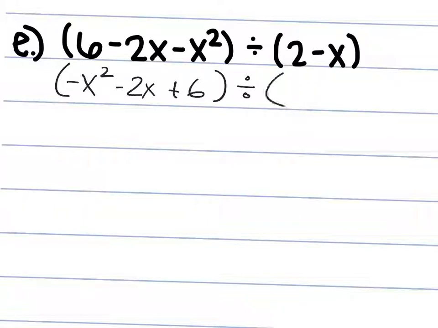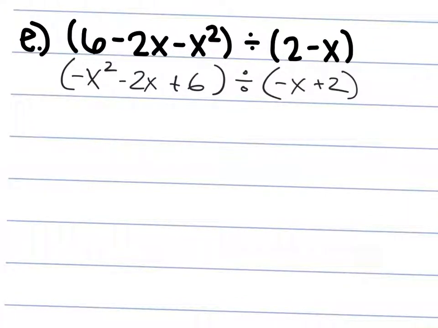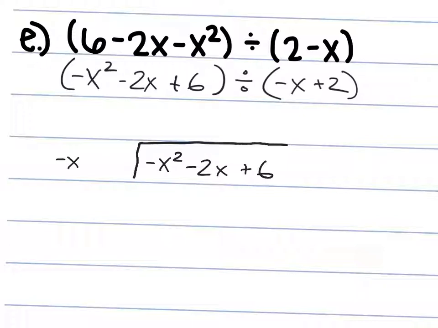What about this one? Is it good? Negative x plus 2, because it's a positive 2. Now we can do everything exactly the same, and I'm going to move through it a little faster today because we are on a shortened period, but also we've already done this. So now everything is okay. I'm going to go and divide. I've got negative x squared minus 2x plus 6 divided by negative x plus 2.